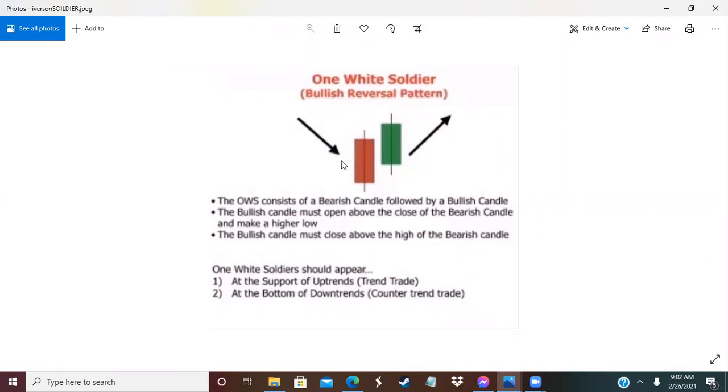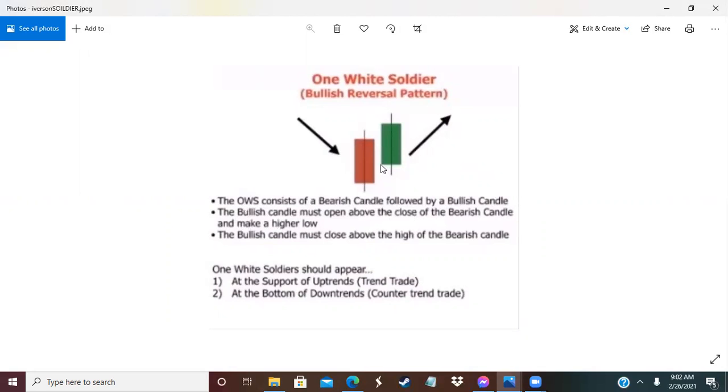At the very bottom, you spot a bearish candle, and it's followed immediately by a bullish candle that engulfs it. So the one white soldier consists of a bearish candle followed by a bullish candle. You want to find that at the bottom of a downtrend, with that downward momentum. The bullish candle must open above the close of the bearish candle and make a higher low.